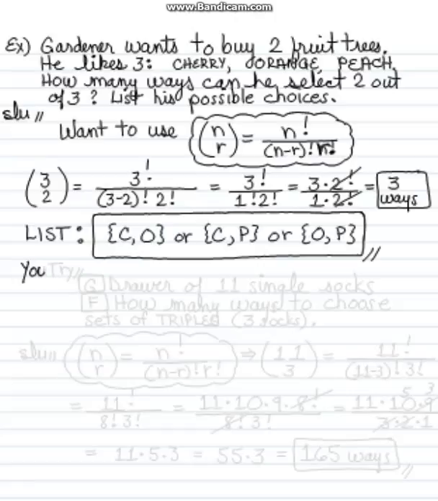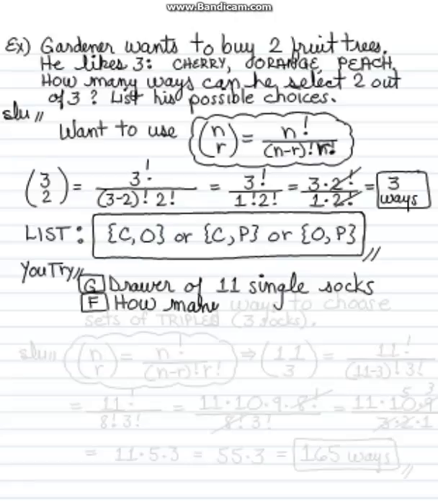Okay, now you try. You're given a drawer of 11 single socks. And just to make it interesting, let's say they're all different colors: purple, pink, orange, checkered, black and white. How many ways can you choose a set of 3, 1 for one foot, 1 for the other foot, the other for your hand? A set of 3 out of the total 11 socks.